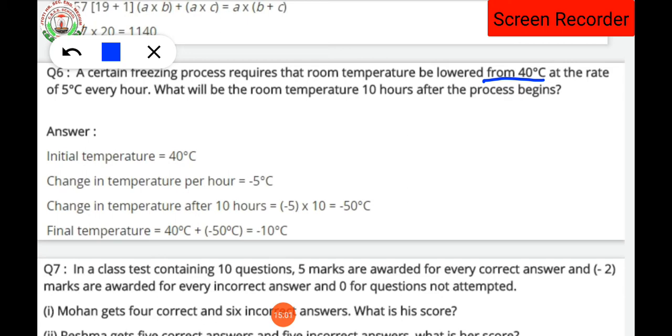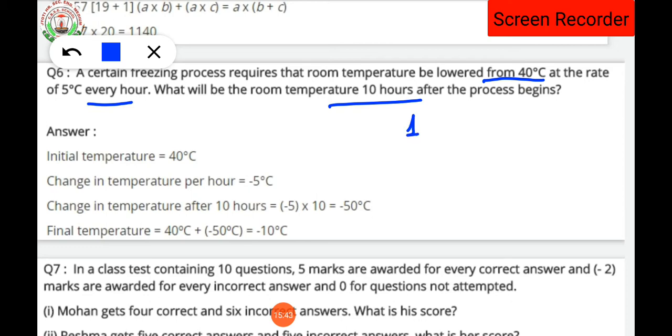मतलब अगर एक रूम है, रूम का टेम्परेचर 40 डिग्री सेंटीग्रेड है, तो हर 1 घंटे में, it is said, so in every hour the temperature is going to be lowered, मतलब हर 1 घंटे में टेम्परेचर 5 डिग्री सेंटीग्रेड नीचे जाएगा, दूसरे घंटे में फिर 5 डिग्री सेंटीग्रेड नीचे जाएगा, तीसरे घंटे में फिर से 5 डिग्री सेंटीग्रेड नीचे जाएगा, like that it is said. So what will be the room temperature after 10 hours? Clear student? Have you understood what I said?